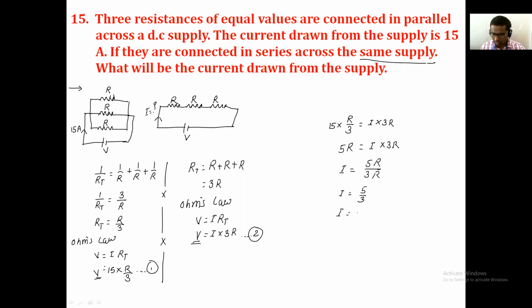Can you give me this answer? It's 1.6, with 6 repeating, so I can write 1.67 amperes. This is the value when these same resistors are connected in series. The current flowing through the series combination is 1.67 amperes. Is that clear? Okay, so please note it down.